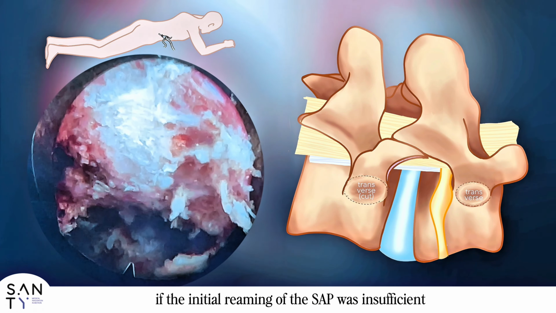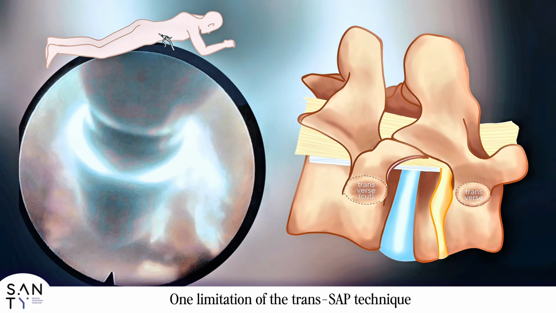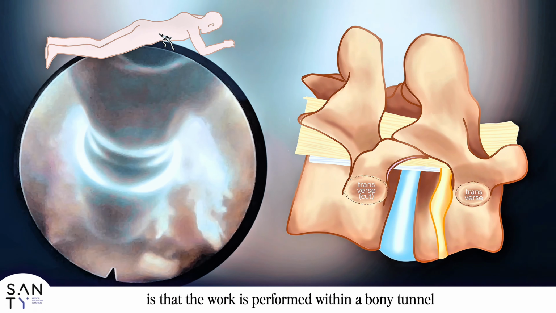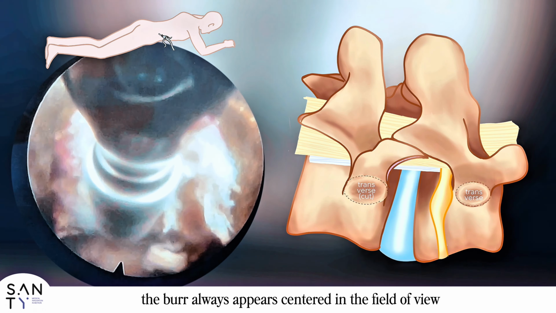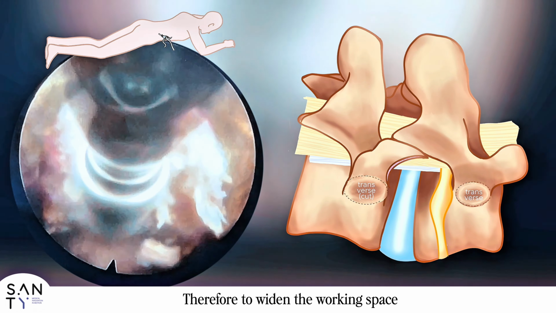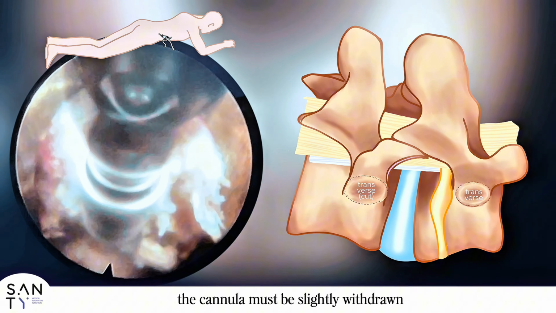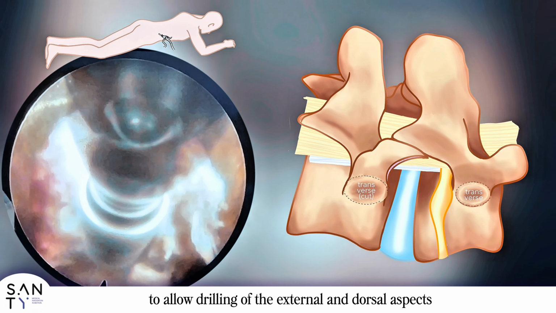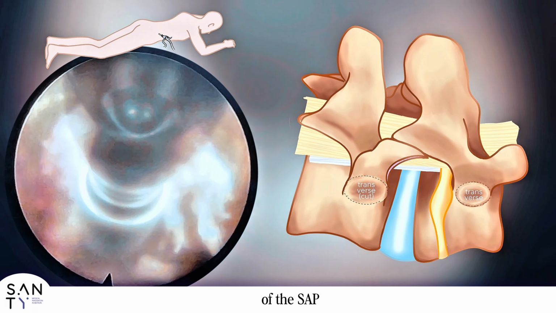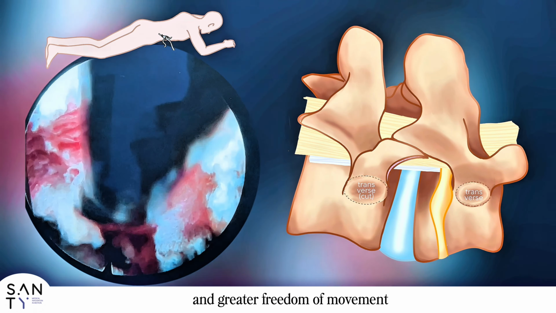SAP was insufficient. One limitation of the TRANS SAP technique is that the work is performed within a bony tunnel, meaning the burr always appears centered in the field of view. Therefore, to widen the working space, the cannula must be slightly withdrawn to allow drilling of the external and dorsal aspects of the SAP, providing more room and greater freedom of movement.